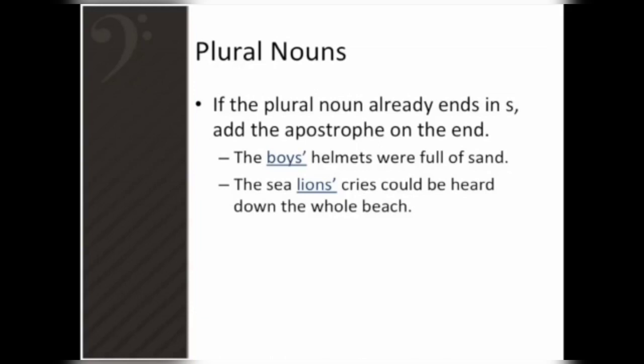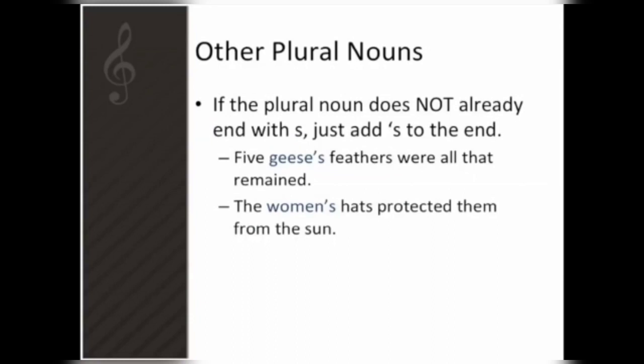So it will be the boys' helmets, not the boys's helmets. That is wrong. The sea lions' cries, not the sea lions's cries, right? So that is wrong. The correct one is, you only have to keep the apostrophe mark after s if the plural form ends with s, right? So this is the basic rule of singular noun and plural noun.